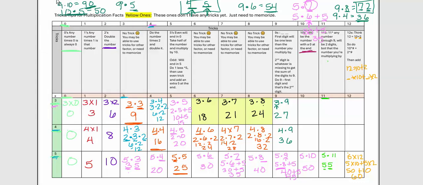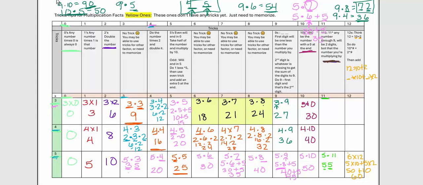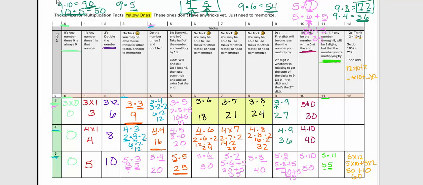All right, so for the 10s, they always end in a 0. So for 3 times 10, it's 30. 4 times 10 is 40. 5 times 10 is 50. For the 11s, remember, it's any number. So if we did 3 times 11, it's going to be 33. It's whatever you're multiplying it by, and it's going to be both of those places for the numbers 1 through 9. So here, 3 times 11, 33. 4 times 11, 44.